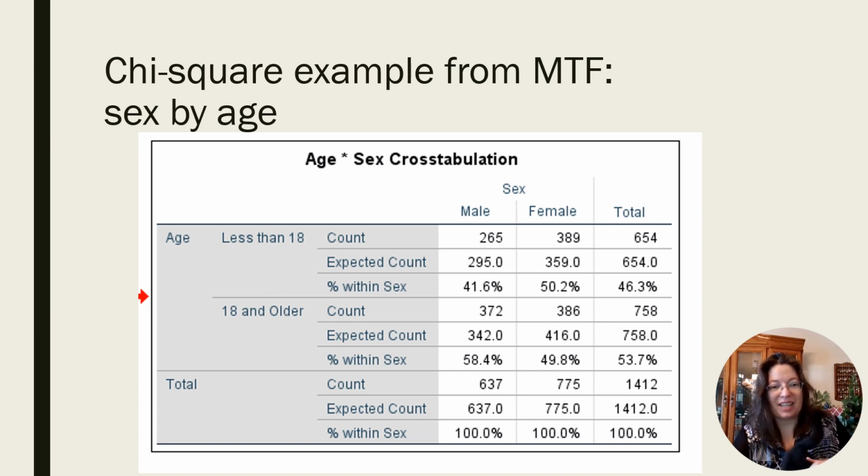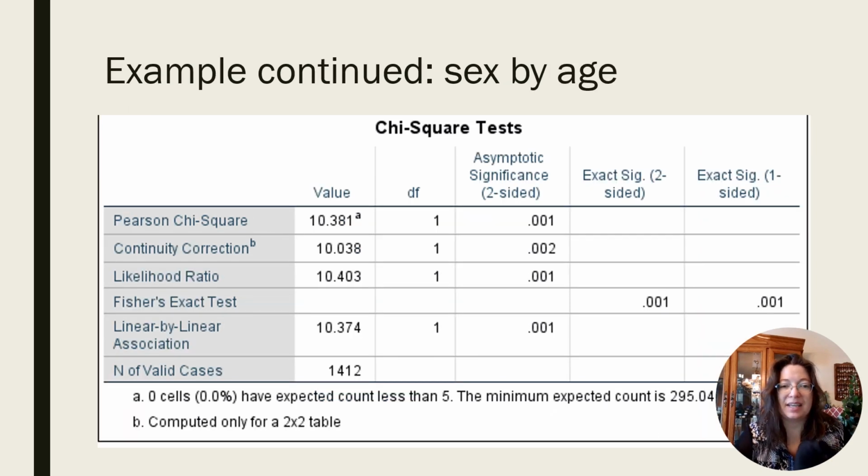All right. And then for males, we've got about 41.6% who are less than 18 and 58.4% who are 18 and older. So it sort of looks like there's a relationship, right? Female students are more evenly distributed between the two age categories than male students. But is this actually a real relationship or not? Is it statistically significant? That's what the next table tells us.